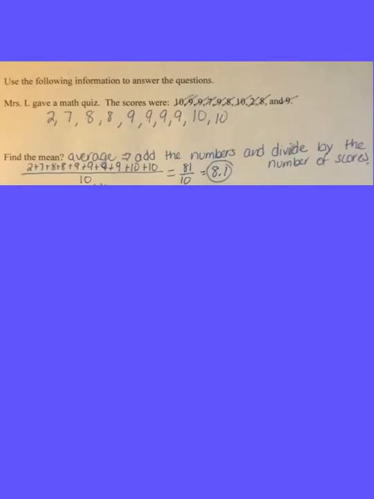Next, I want to find the mean, and the mean is the average. To find the average, I add all the numbers together and then I divide by the number of scores. Well, I already told you there's 10 total scores, so the next thing I have to do is add all the scores together, and when I add them all together, I find out that it's 81 divided by 10, so the average score of the quizzes is 8 1/10.